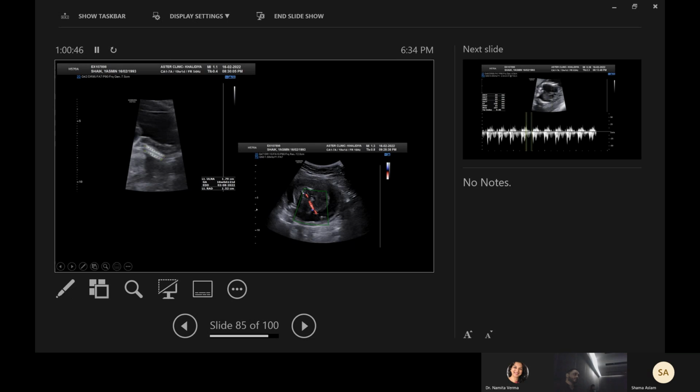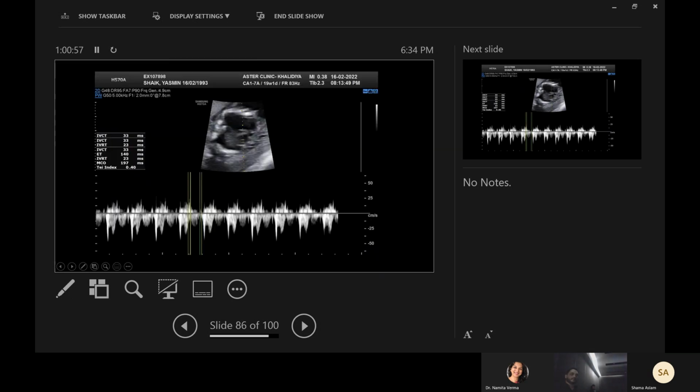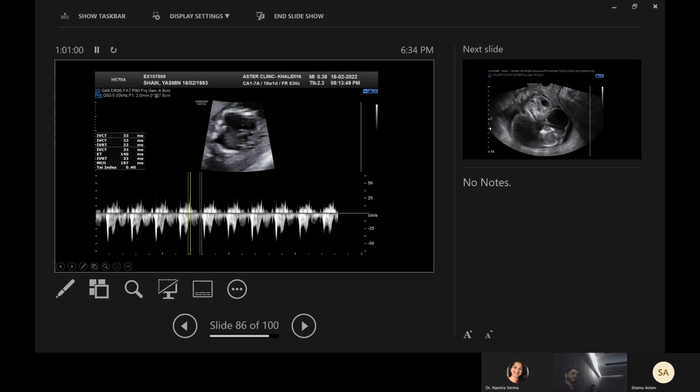And all long bones are short. Again, when you have doubt, measure everything. And this is what? From the cord insertion, only a single umbilical artery is going there. This is the MPI, also known as Tei index, 0.4 normal.